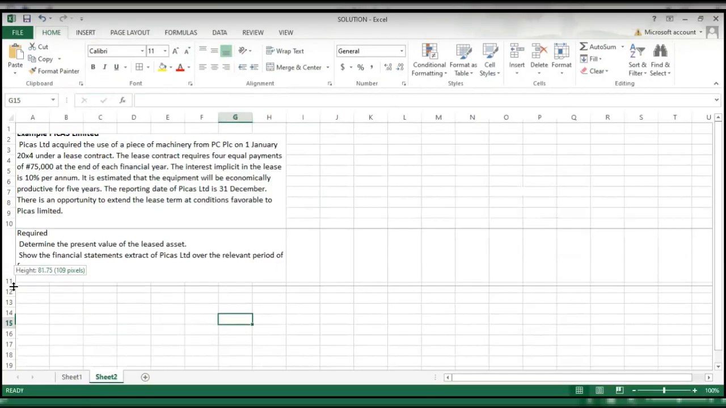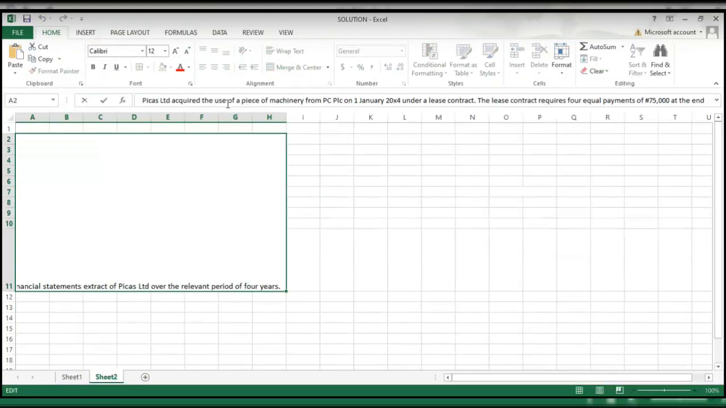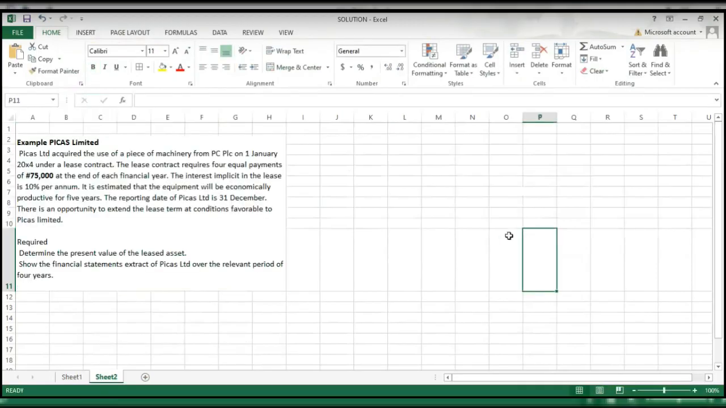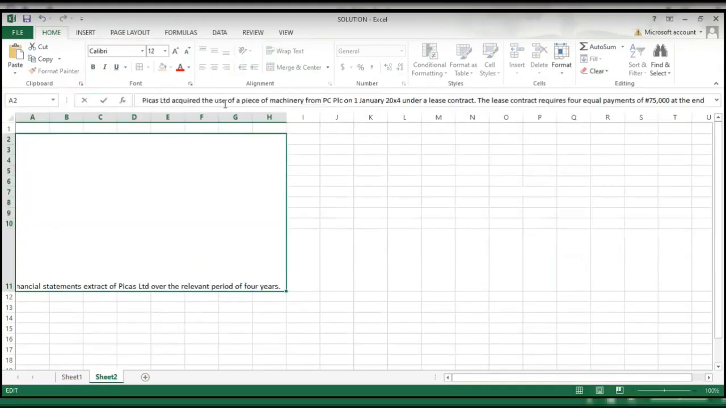So let me show the question. This amount payable every year is a constant cash flow. The 75,000 naira is a constant cash flow and therefore is an annuity. And it's going to be paid over 4 years. We need to understand that at the end of every year, according to the question, the amount will be paid. I want to highlight the portion where they said it is for 4 years at the end of each financial year.